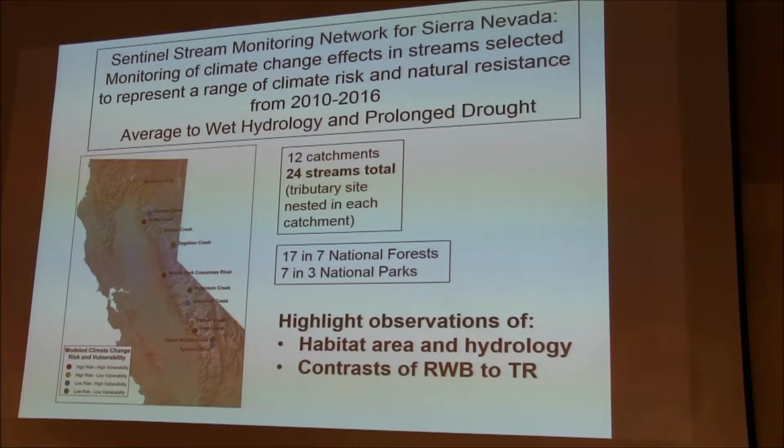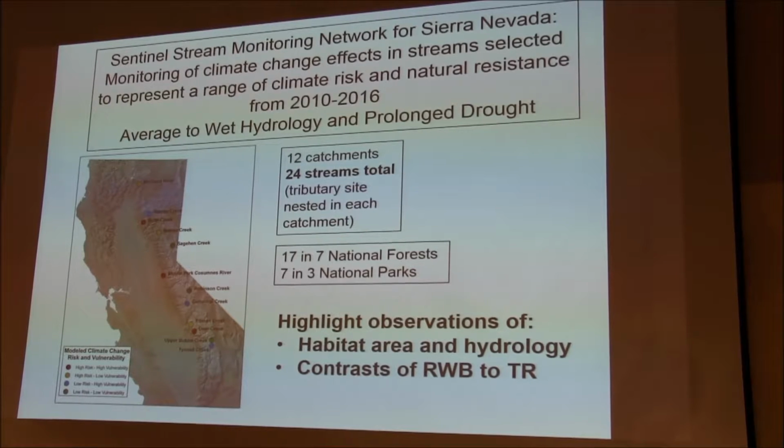So first off, I want to talk about some of our observations from the Sentinel Monitoring Network. So these are streams that we selected to represent varying risks with which we expect the impacts of climate change on hydrology to be occurring. But with those varied risks of the effects of climate change, we also paired our sites with high and low levels of those predicted risks from hydrological models with varying degrees of natural resistance.